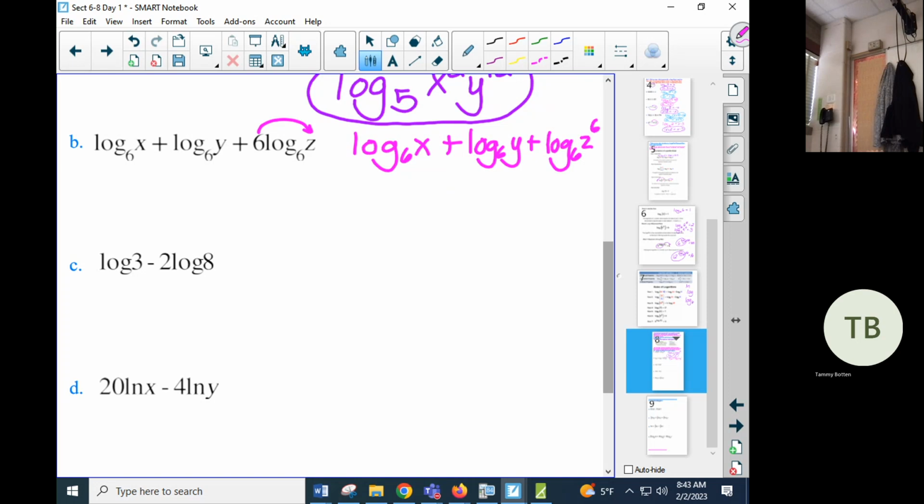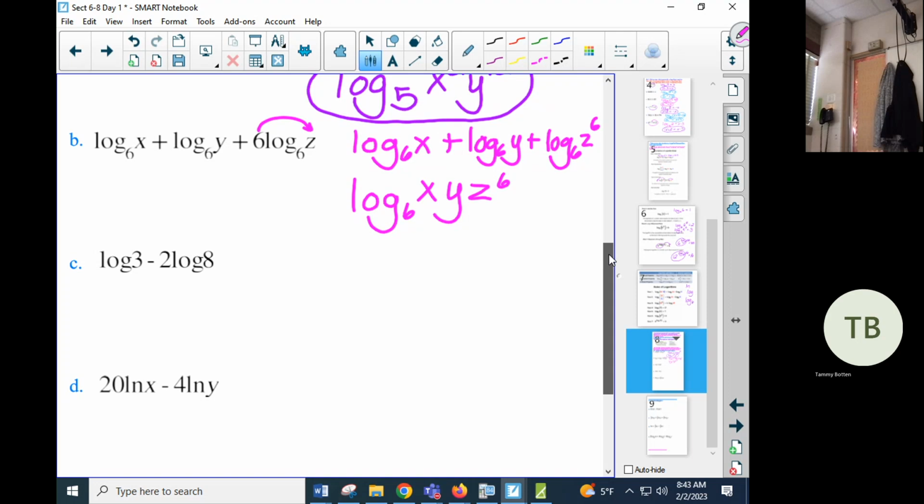Okay. Now, notice I have them added again, and to write them as a single one, all I would do when they're added is multiply those together. So I would write log base 6 of x times y times z to the 6th. And one thing I want to point out, it does not matter if this says log base 6. It could say just log. This could say natural log. It doesn't matter. This part doesn't matter. The rules are the same.